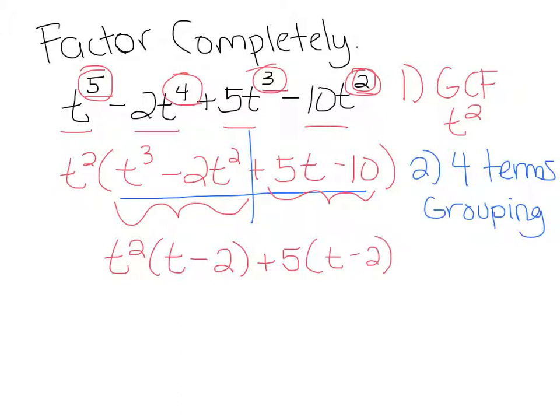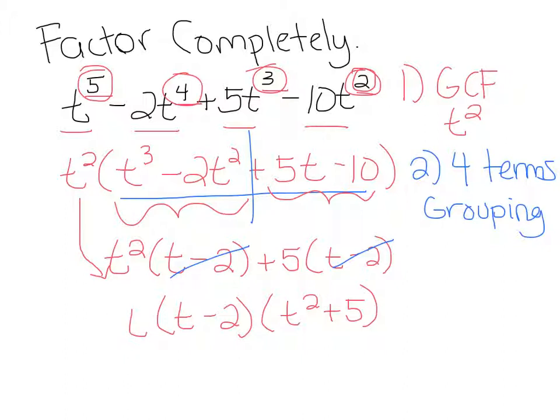Now, the next part would be to write down what's in parentheses. I like to cross out the parentheses to see what's left. Then I have t squared plus 5. The last thing we want to do is don't forget this guy here. Drop that down. At this point, we're done. We cannot factor further.